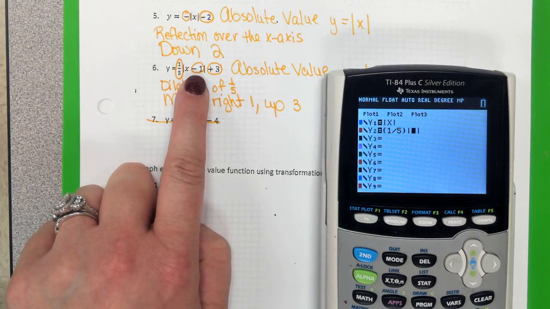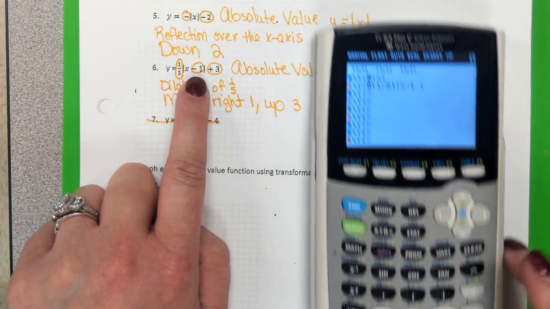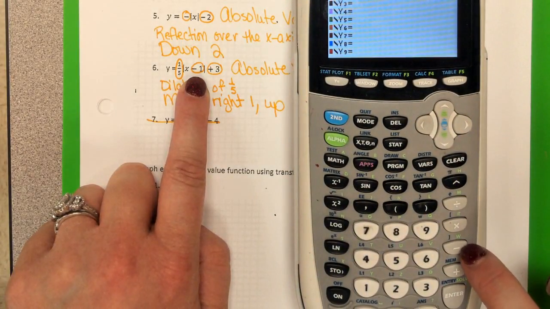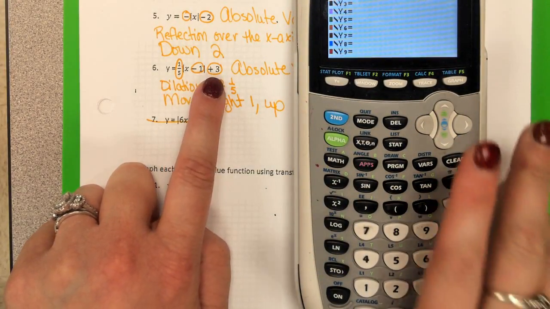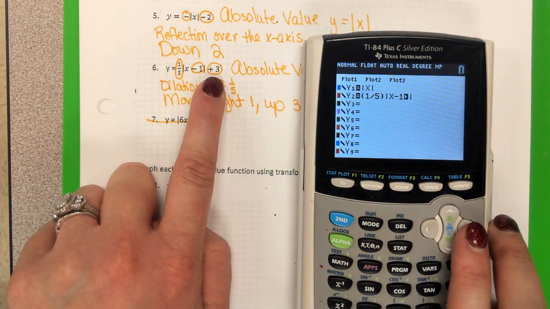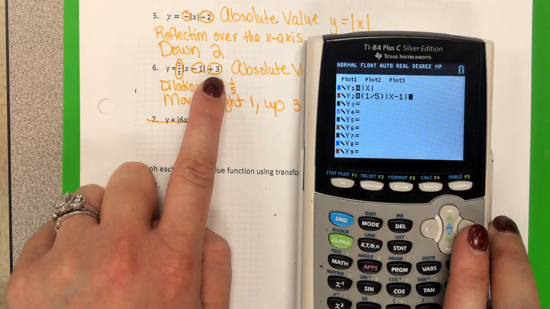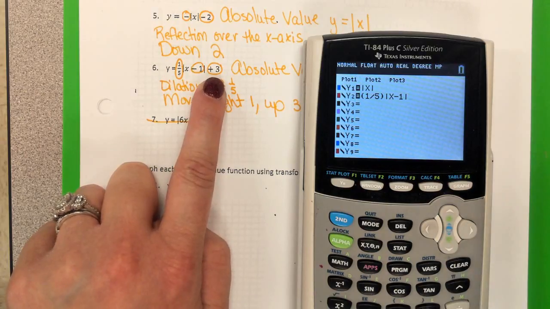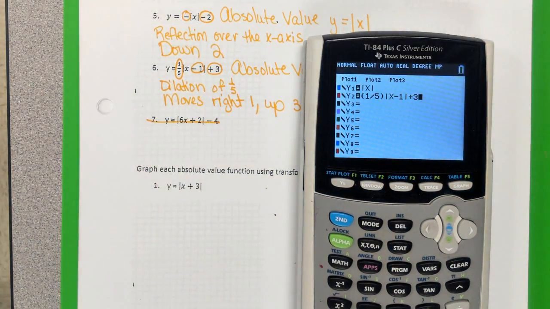All right, that negative with the 1 is not in the front. So I'm going to hit x, subtract 1. Hit the subtract button right here, okay? All right, now it's very important that you either hit the right arrow button after the 1 or you close your parentheses after the 1. Then you hit +3. All right, then hit graph.